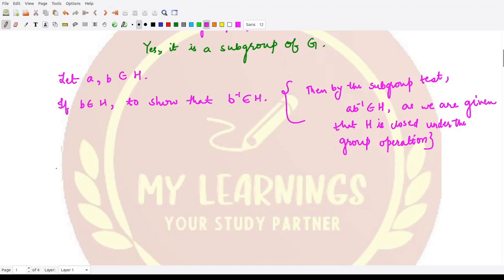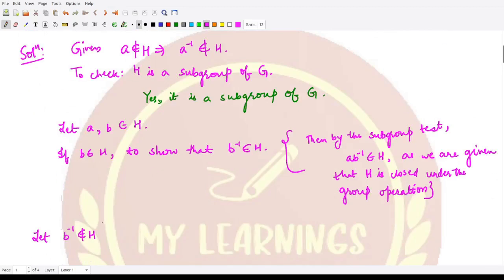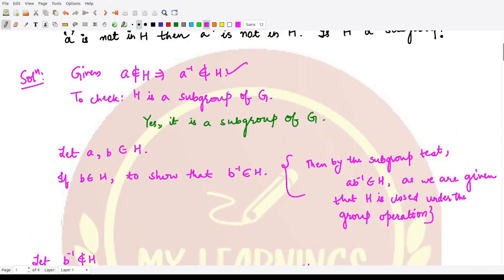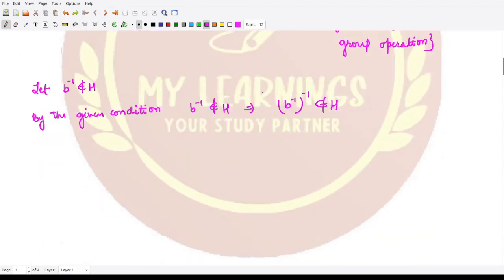In order to prove this, let us suppose, if possible, that B inverse does not belong to H. If that is so, we can utilize this given property. If some element is not present in H, by the given condition, B inverse does not belong to H would imply the inverse of this element is also not present in H. Yes, this is the condition. So this would imply B is not present in H.